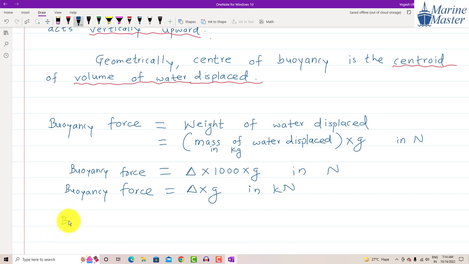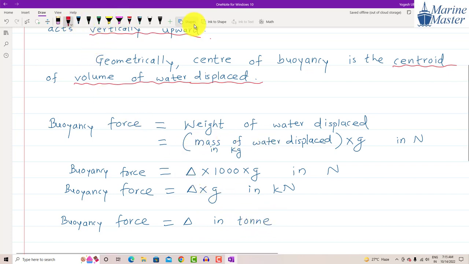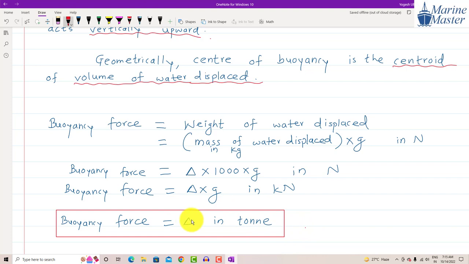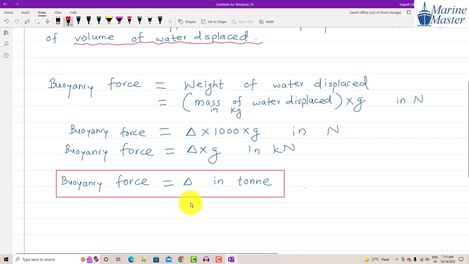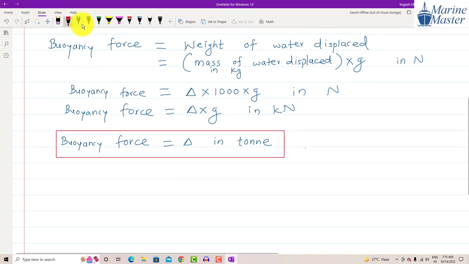And at the end, if you omit g, what will we get? We will get the buoyancy force delta in ton. Try to understand the scenario here, guys. Very simple discussion. If you want to denote buoyancy force in ton, that will be equal to delta. So till now, we have seen 4 meanings of delta, guys.